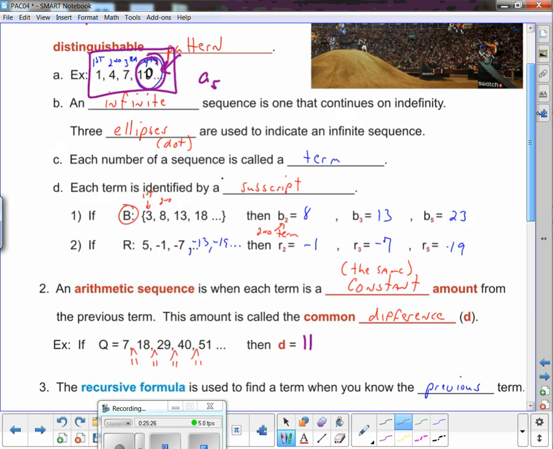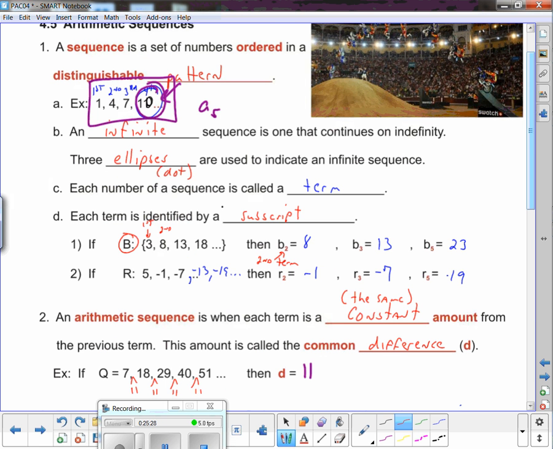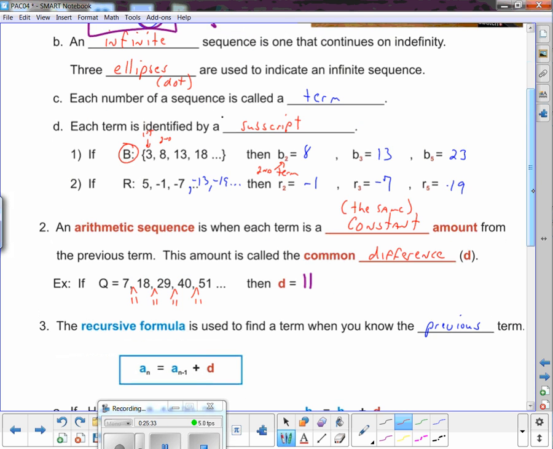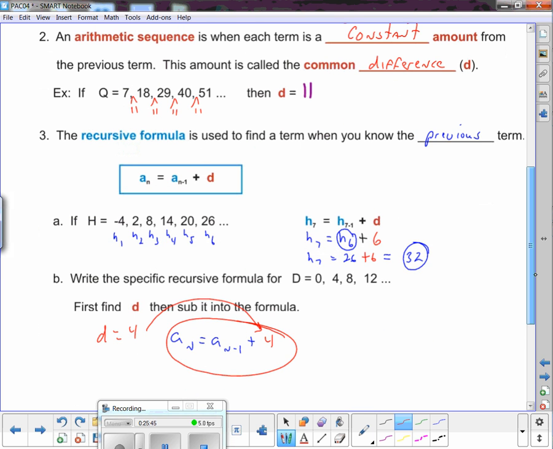So what have we talked about so far? A sequence is a distinguishable pattern. Three ellipses means it's infinite. Remember, the subscript tells you what numbered term that is. A B sub 2 is the second term. A Q sub 11 is the 11th term of the Q sequence. Here's a recursive formula for an arithmetic sequence. What's distinguishable about an arithmetic sequence? It has a common difference. The amount between each number is the same.